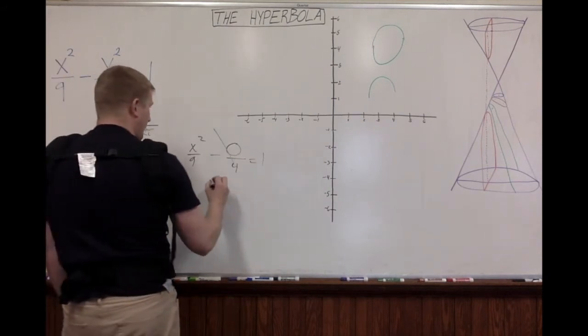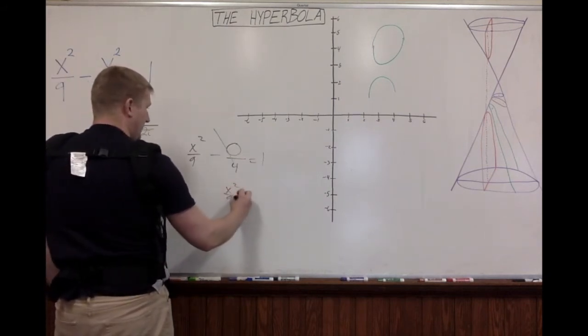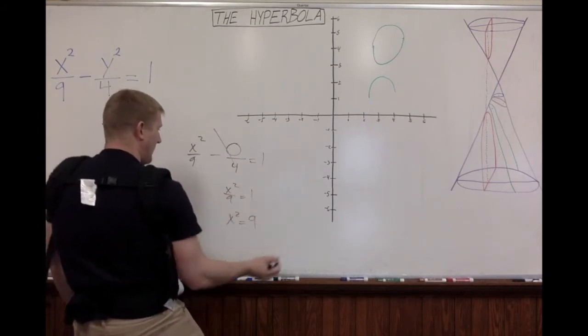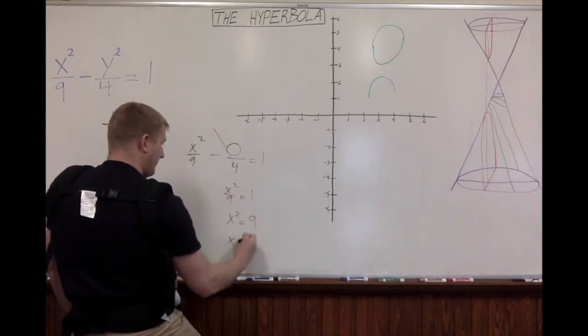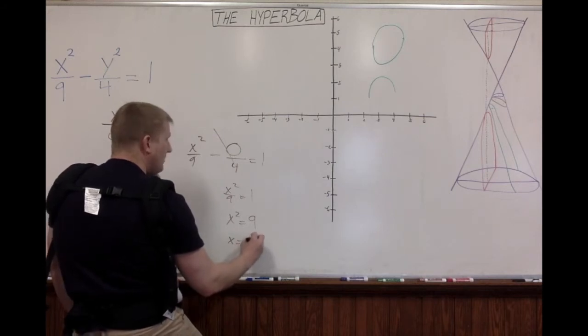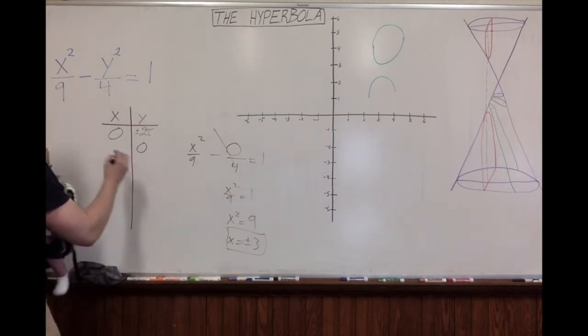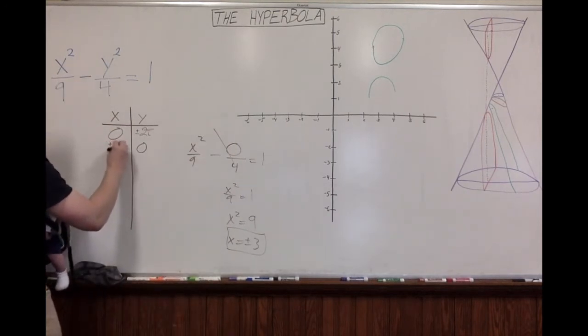So we end up with x squared over 9 is equal to 1. Multiply both sides by 9. We get x squared is equal to 9. Square root both sides. X is equal to plus or minus 3. Okay, that's helpful. Plus or minus 3.